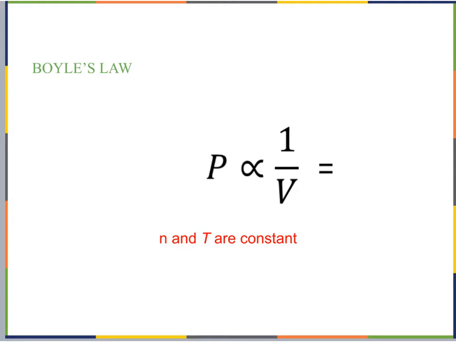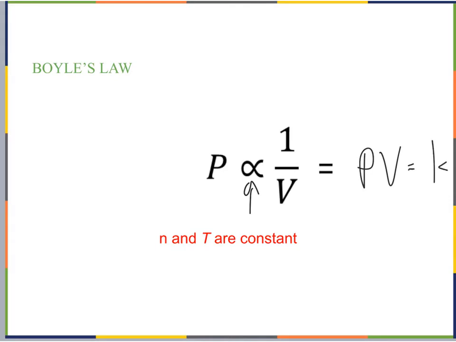Okay, so let's take a look at Boyle's law. In Boyle's law, what we have is pressure and volume are proportional, right? So this is a proportionality sign. And that proportionality says that it's 1 over volume, right? So inversely proportional. And so it's PV, right? And that equals some sort of constant.